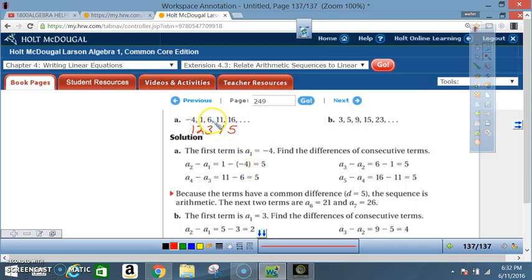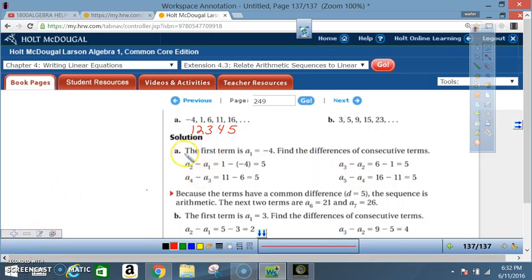Now next you say a3 minus a2. That's 6 minus 1, which is 5. The next is a4 minus a3. The fourth term is 11, so 11 minus the third term, 6, is 5. And then the last, a5 minus a4. The fifth term is 16, and 16 minus the fourth term, 11, is 5. So the common difference is 5 all the way through.